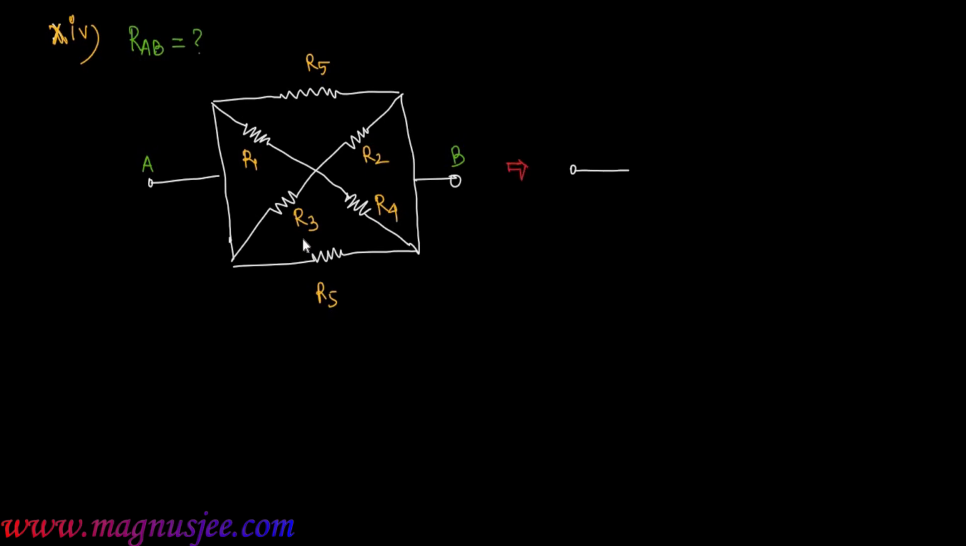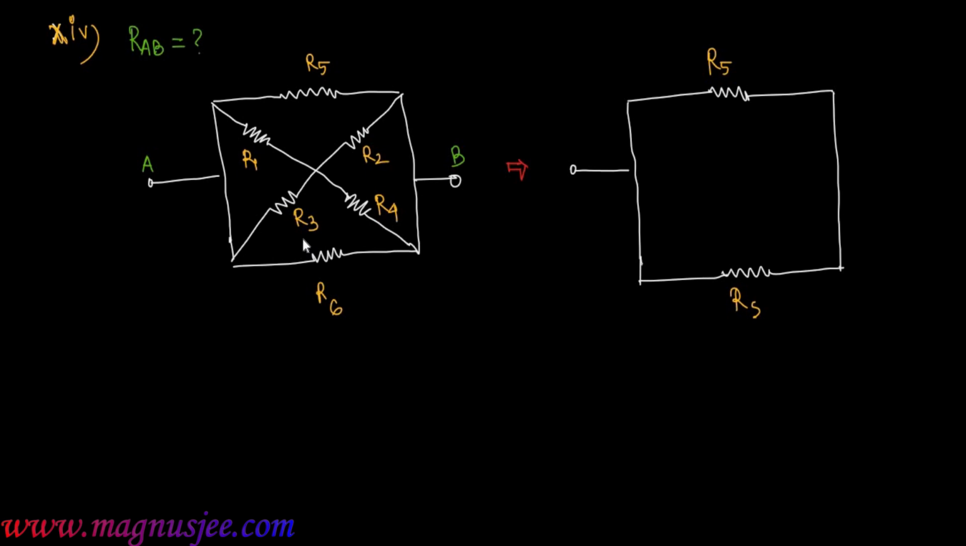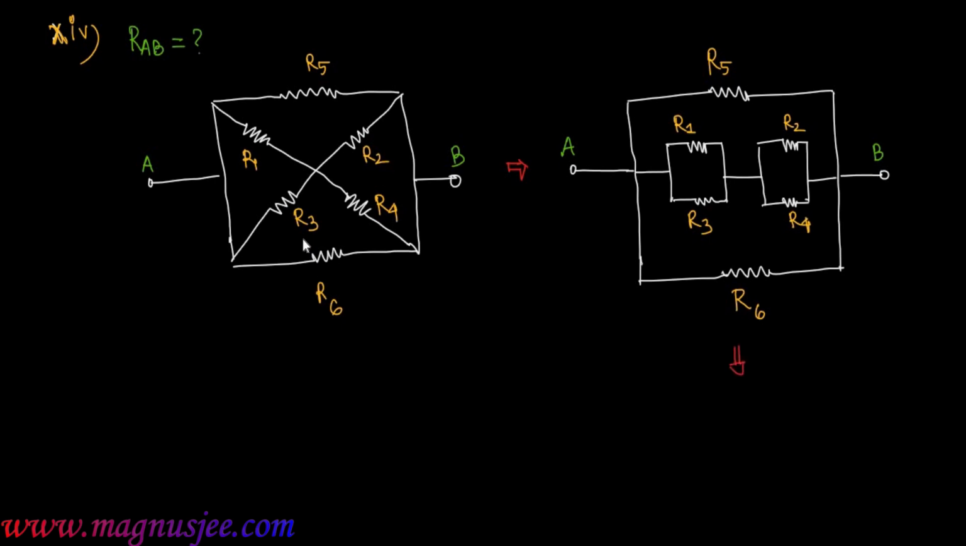Now what will the equivalent circuit diagram of the given circuit be? R5 and R6 will remain the same. Here R1 and R3 will be connected in parallel combination, and R2 and R4 will also be connected in parallel combination. These are the 2 parallel combinations. The first is the parallel combination of R1 and R3, and the second is the parallel combination of R2 and R4.